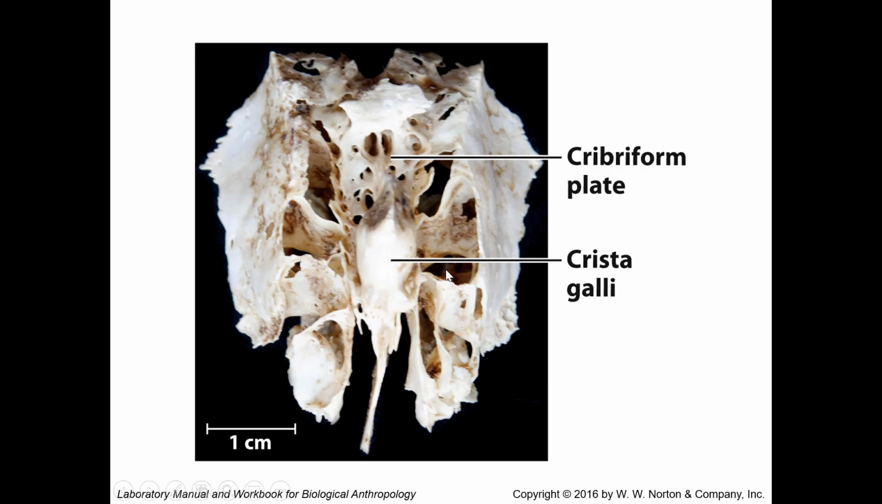And then the other important feature is the Crista Galli. The Crista Galli is perpendicular to the Cribriform Plate, and this is where a part of the outer covering of the brain will attach. The olfactory bulbs, the organs for smell, will sit on the Cribriform Plate on either side of the Crista Galli, so one here and one here. So these are 2 important features of the Cribriform Plate.